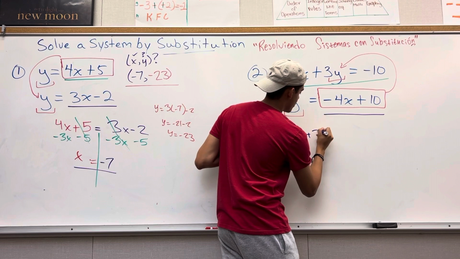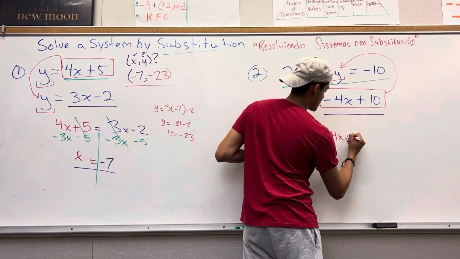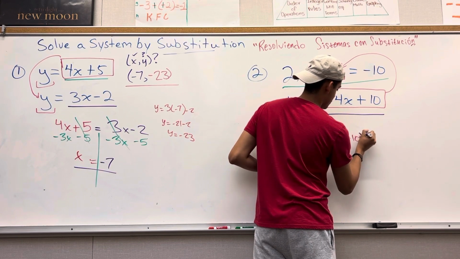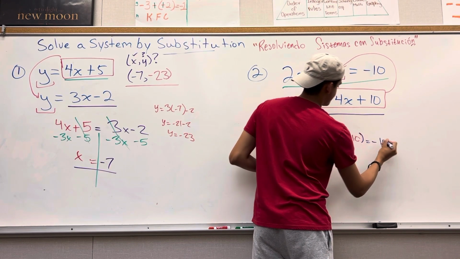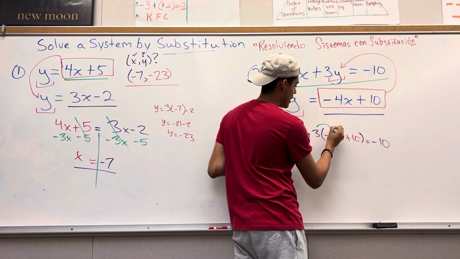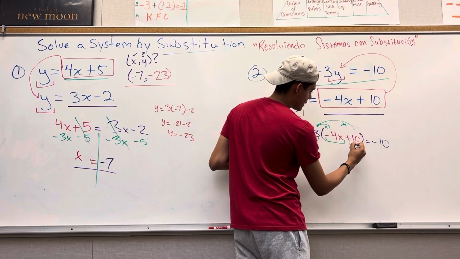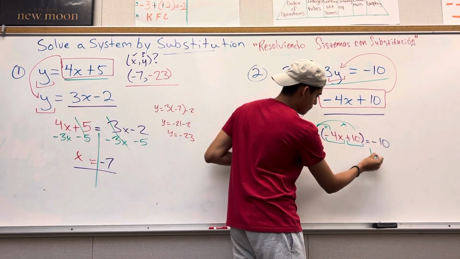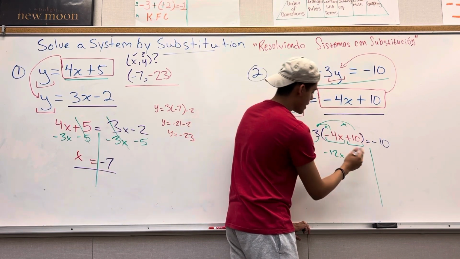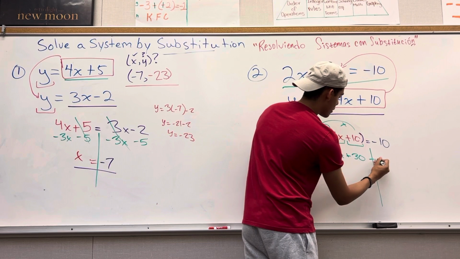2x plus 3 times, let me change the color for you for the red, negative 4x plus 10 equals negative 10. Now, what we're going to do is the distributive property, which I showed you guys. Also people call it rainbow property. You're multiplying this positive 3 with this negative 4x and this positive 10. So positive 3 times negative 4x gives you negative 12x. 3 times 10 would give you 30. Rewrite the rest. 2x equals negative 10.